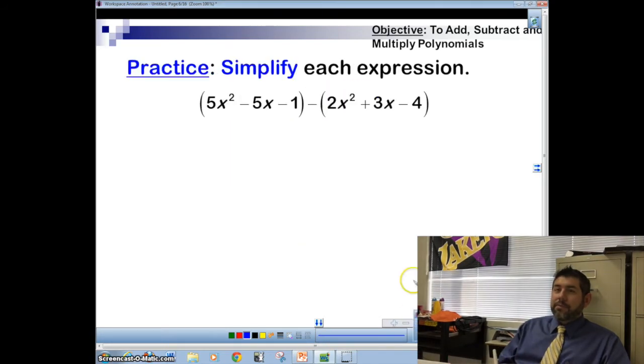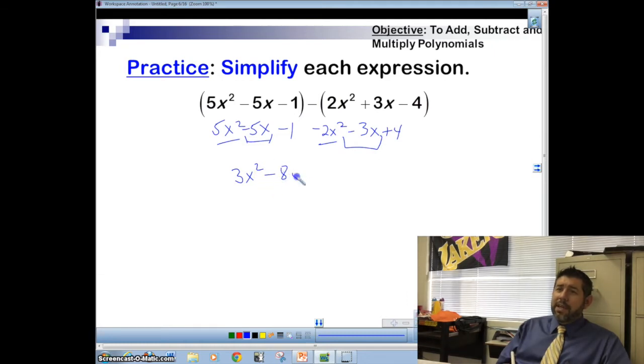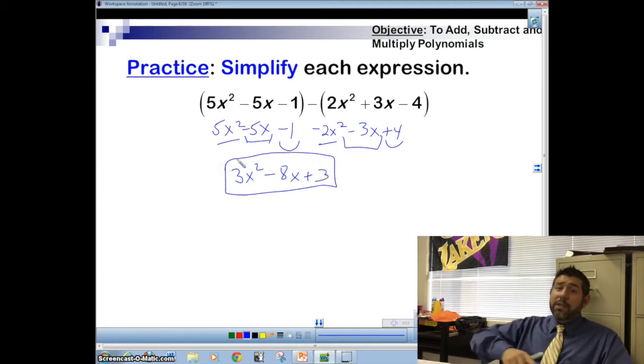Let's take a look at another one. Again, that negative's there. So why don't you practice this one for a second? All right, here we go. Minus 3x plus 4. Don't forget to distribute the negative sign. All right. 5x squared minus 5x minus 1. 5x squared minus 2x squared is 3x squared. Negative 5x minus 3x is negative 8x. Minus 1 plus 4 is plus 3. Boom.